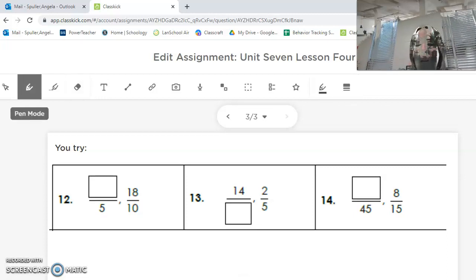Okay, so now it's your turn to try. I want you to pause the video and I want you to try these 3 problems. Then I want you to come back and see if you got them correct.